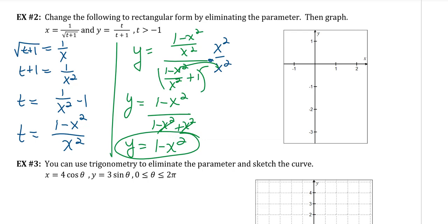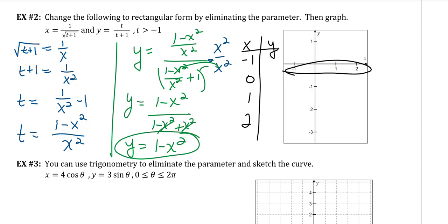Now I'm asked to graph the equation, so I'm going to make a little table here. So I have x, I have y, and I'm just going to plot some points. So -1, 0, 1, and 2. I'm just using what I have there on the grid. That's how I pick my x values. So then when x is -1, y is 0, and then we have 1, and then we have 0 again, and then we have -3.